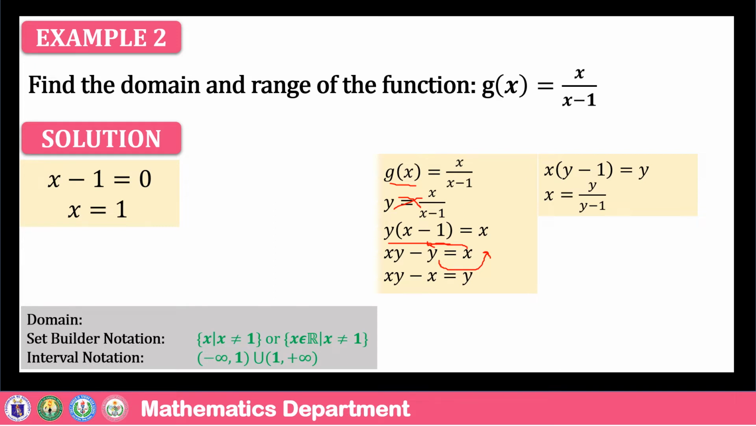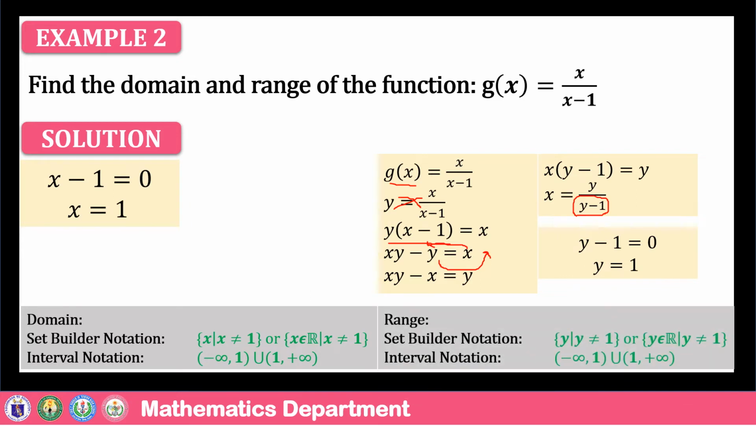Now, since na-express na natin yung ating equation in terms of y, ang next natin na gagawin ay kukuhanin natin yung values sa ating denominator. I-equate natin ito by 0, and then we will solve for the value of y. As a result, we have here y minus 1 is equal to 0, and that is y is equal to positive 1. So, yung ating magiging range dito ay ang set ng lahat ng y such that y is not equal to 1, or in interval notation, we have here from negative infinity to 1, union the interval from 1 to positive infinity.